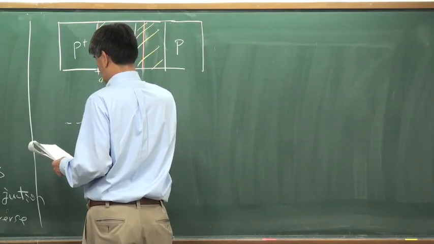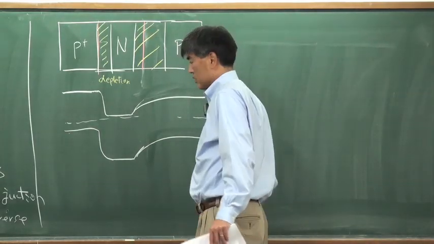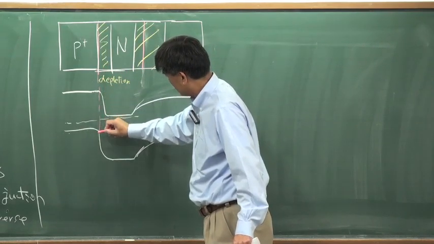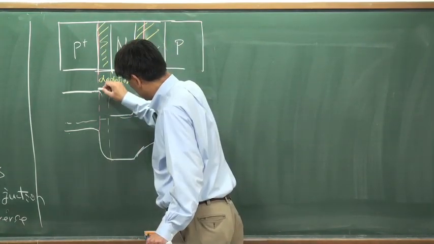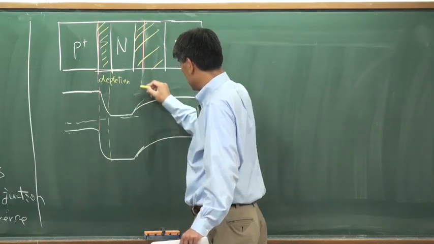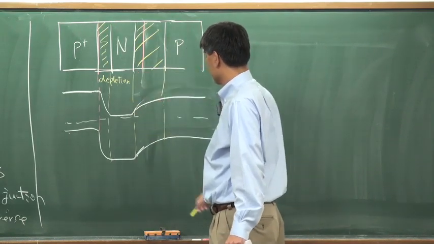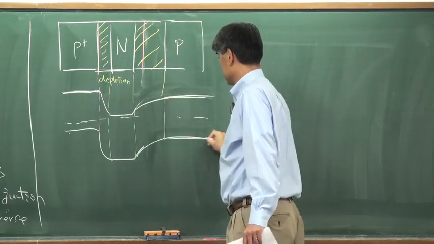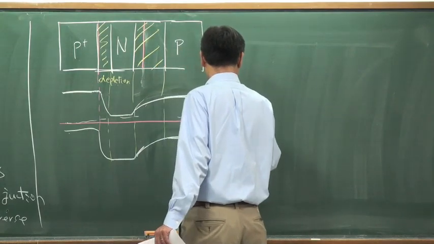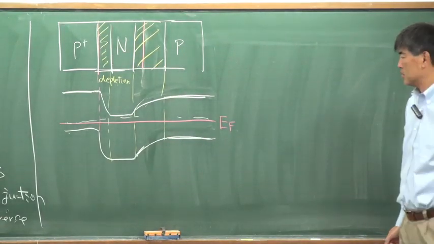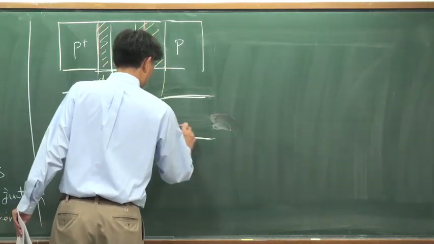And when you have, so here the border is here, and there's a depletion region width, and then there's actually a depletion region between here and there. That's the depletion region. And then we have flat part. And this is Fermi level. Actually, I should draw Fermi level even closer. Fermi level here.